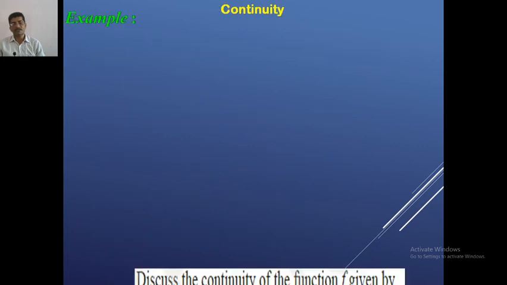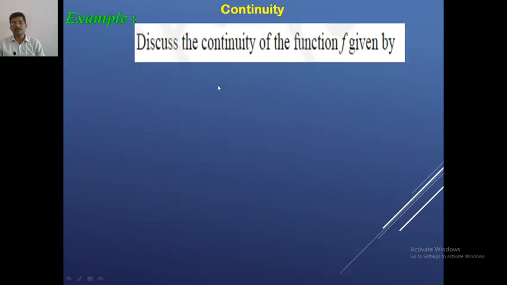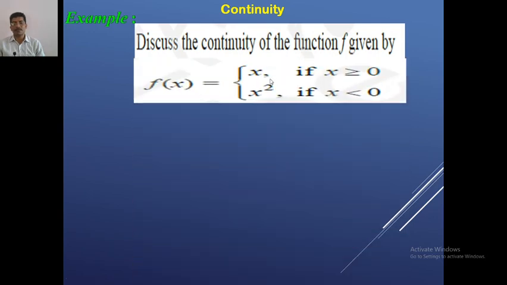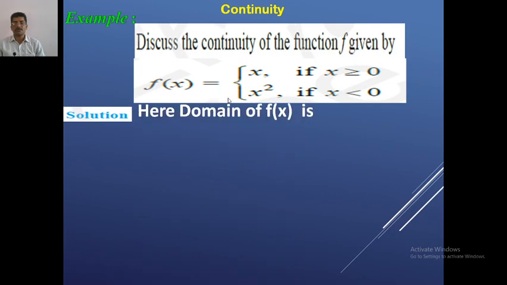Next example, we discuss in the whole domain. Discuss the continuity of the function f given by f of x equal to x if x is greater than 0, and its value is equal to x square if x is less than 0. Here we are discussing the whole domain of the function. Therefore, first identify the domain of the given function.